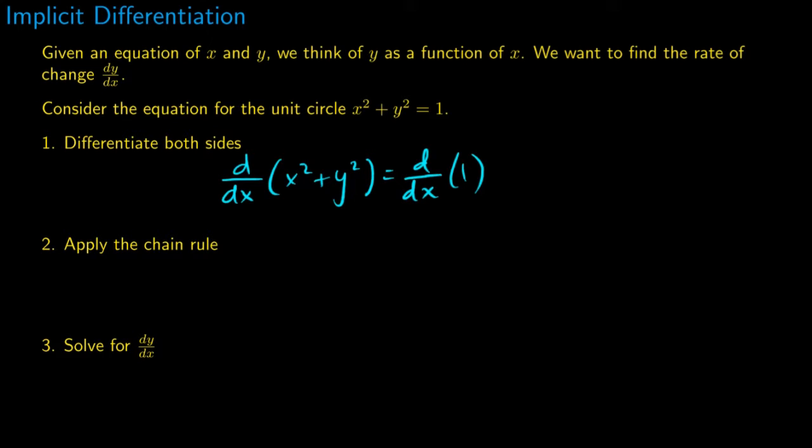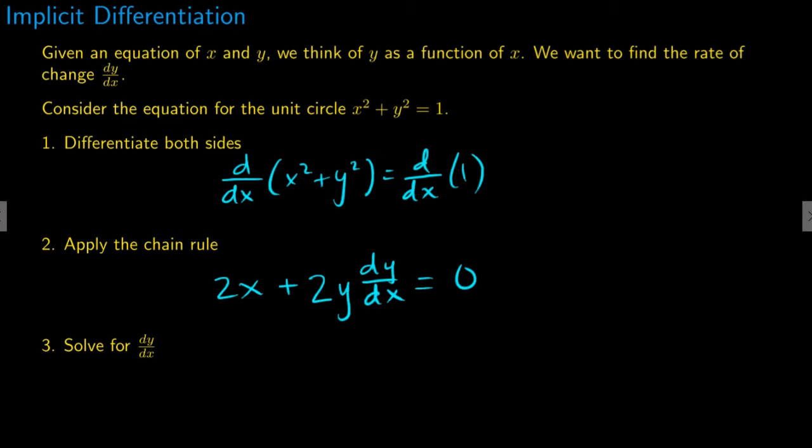Now we'll simplify, and we'll have to apply the chain rule. The derivative with respect to x of x squared is just going to be 2x. And then plus, since we're thinking of y as a function of x, we're actually going to have to use the chain rule here. So we'll pull that power down: 2 times y times the derivative of y, or dy/dx, equals the derivative of a constant, which is just 0.